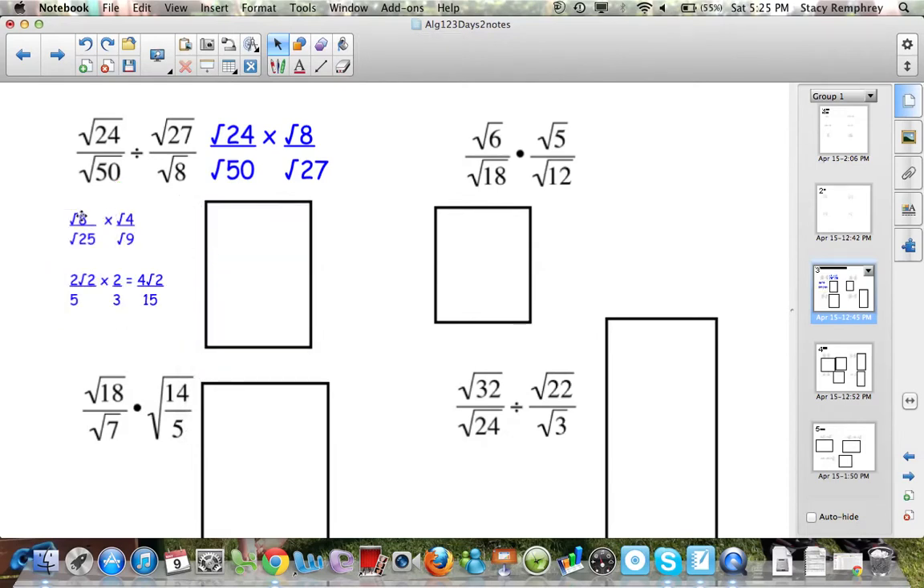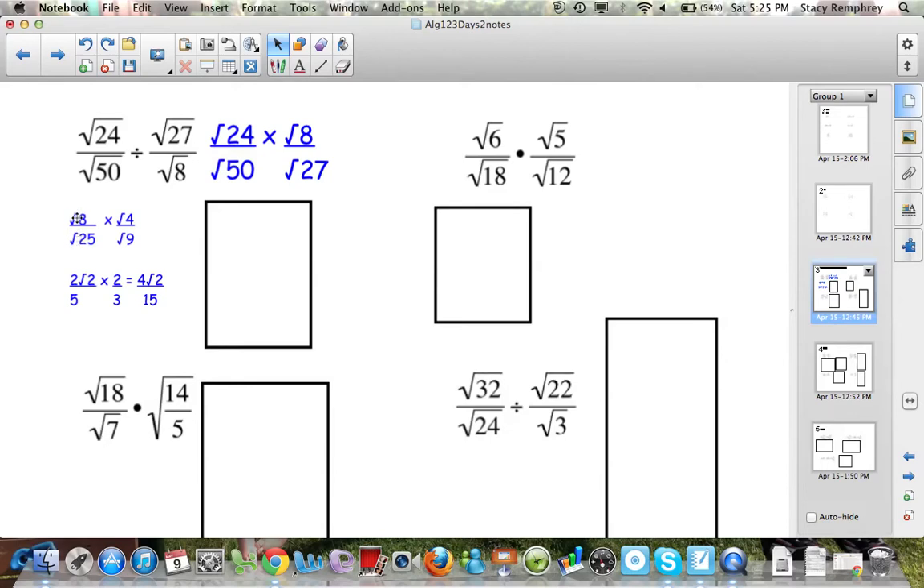So in the first one, what I did is I divided the 24 and the 27 both by 3. That's where the 8 and the 9 came from. I was dividing these by 3. And then I divided these by a common factor of 2. So I divided 8 by 2 and 50 by 2. So here I was just simplifying the numbers underneath.